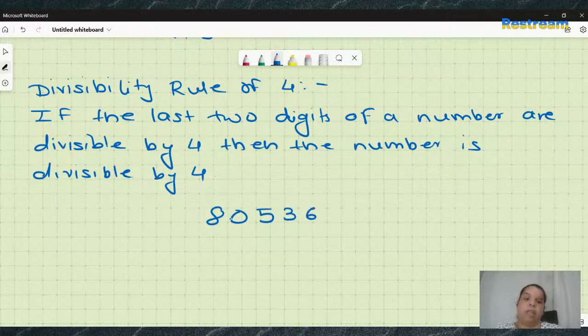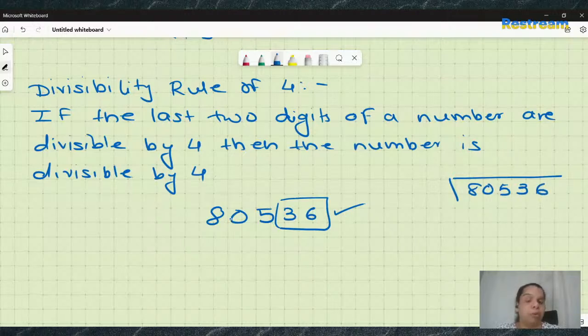So let's say I have the number 80536. Is 36 divisible by 4? Yes, 36 is divisible by 4. So this number is divisible by 4. If you want, we can check it. Just use your long division method. Do you all remember the long division method? Yes, you should, because it's very important.